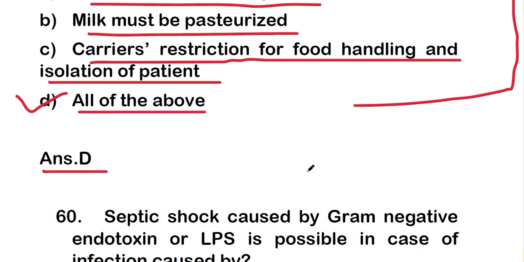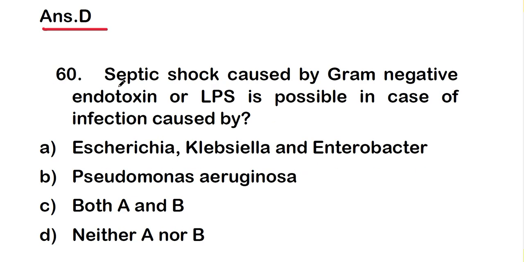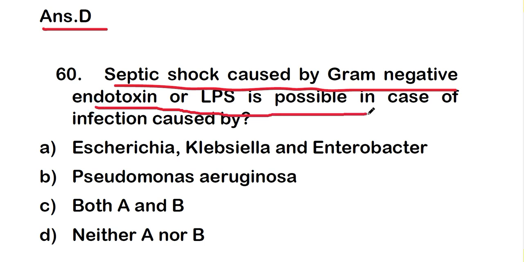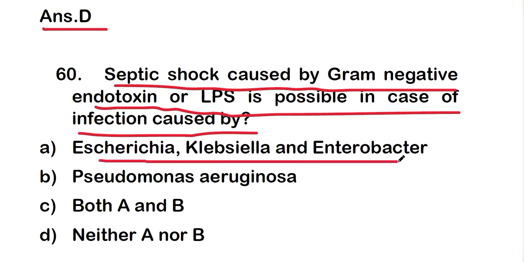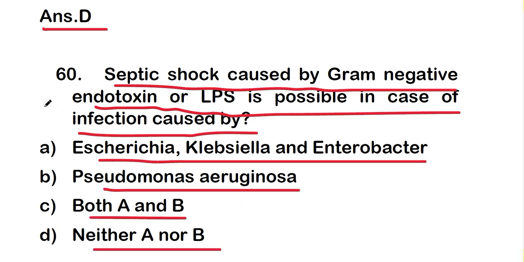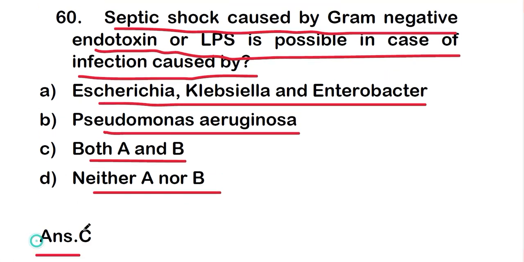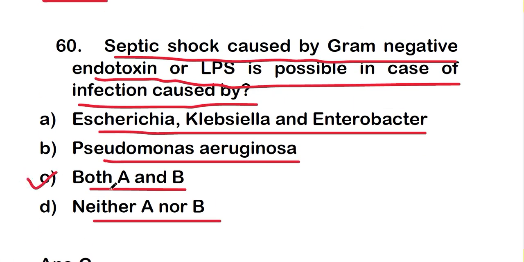Okay, so move on to the last question of this video, question number 60. Septic shock caused by gram-negative endotoxin or LPS is possible in case of infection caused by option A, Escherichia, Klebsiella, and Enterobacter, option B, Pseudomonas aeruginosa, option C, both A and B, or option D, neither A nor B. And the right answer is option C. Both A and B is the correct answer about septic shock caused by gram-negative endotoxin or LPS.